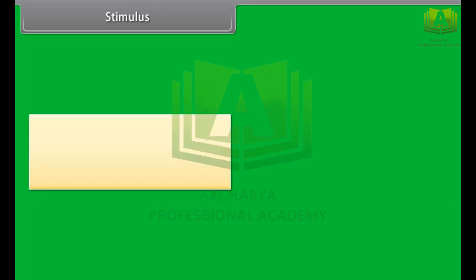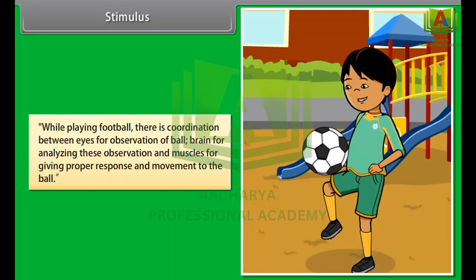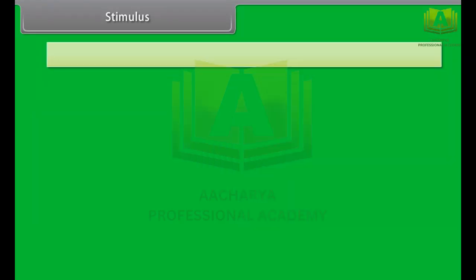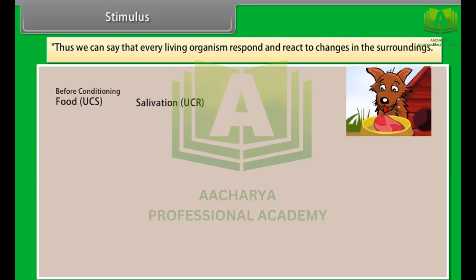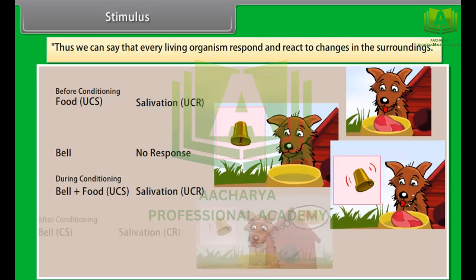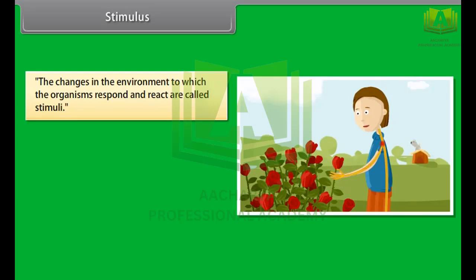Stimulus. While playing football, there is coordination between the eyes for observation of the ball, the brain for analyzing these observations, and the muscles for giving proper response and movement to the ball. Thus, every living organism responds and reacts to changes in the surroundings. The changes in the environment to which organisms respond and react are called stimuli.